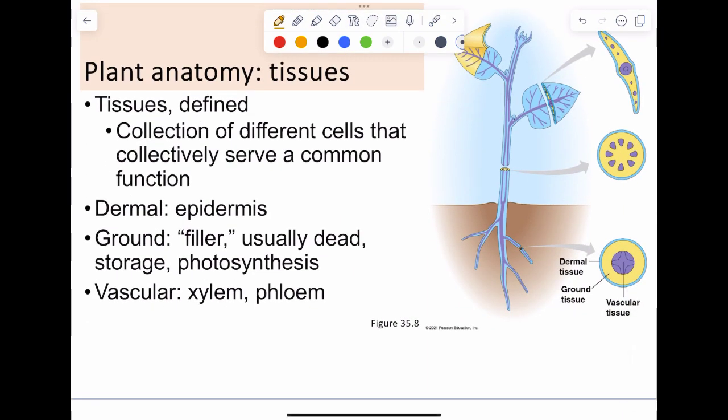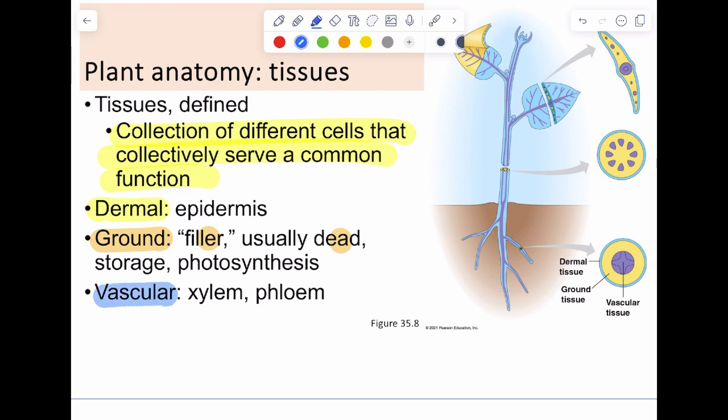We look at the tissues that make up plants. Well, tissue, the word tissue: the bunch of cells that do something in common. Got it. In plants, there are three tissues. Dermal tissue makes a skin. Ground tissue is a filler. Usually we associate it as being dead. Doesn't need to be dead, but we associate it with dead stuff. So it's the stuff on the inside.